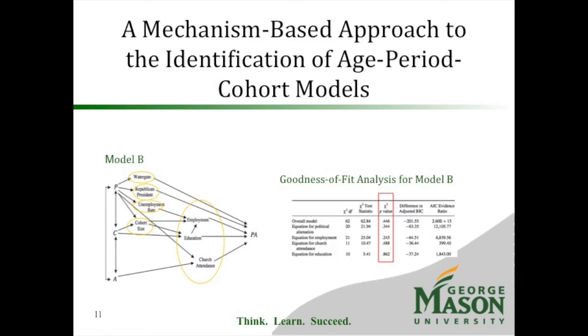Model B is an extended model of Model A. Watergate, Republican president, and employment rate and cohort size are intervening variables that were added to the model between the independent variables and the outcome variable. This extended model shows how interactions between different variables take place. For example, employment, which directly affects the outcome, is not directly affected by age, period, and cohort. Furthermore, education, which directly affects the outcome, is an intervening variable for employment.